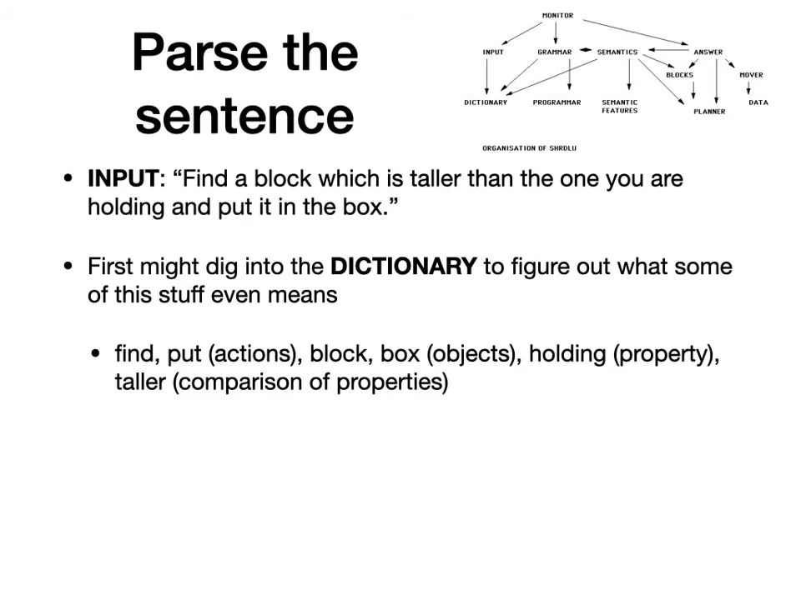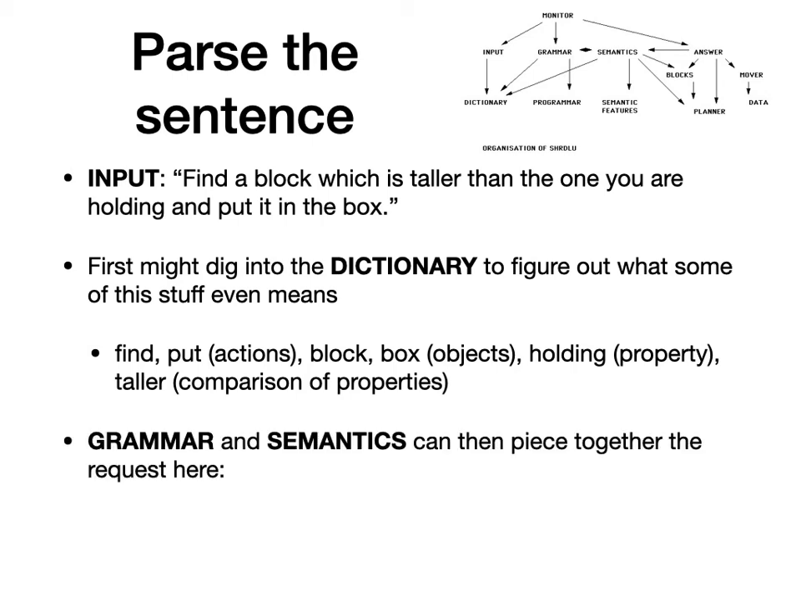So things like find and put are actions, block and box are objects, holding is a property, taller is a comparison between two properties, okay? So we're looking up what these different things are, and in so doing, we're also helping the grammar system start to piece together where these fit in a sentence, in a parse, right? If I'm going to make a grammatical structure of trying to figure out what this sentence is getting at, then I'm going to need to know which things are actions, which things are blocks, etc., right?